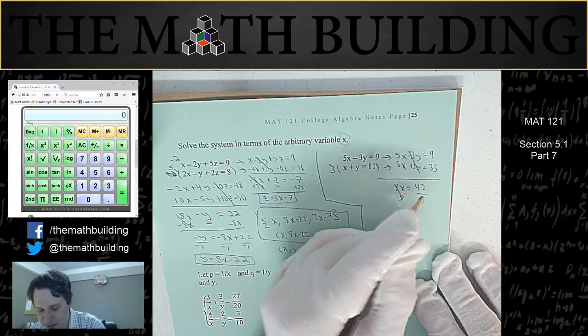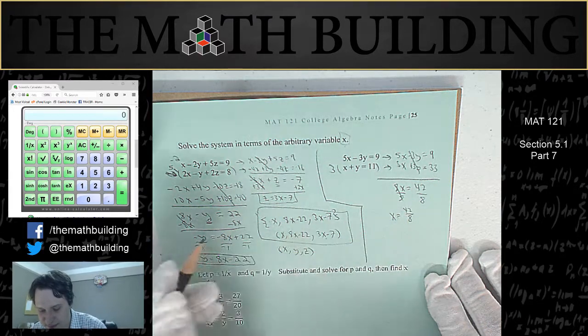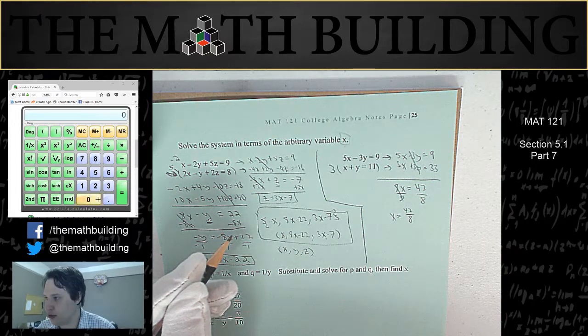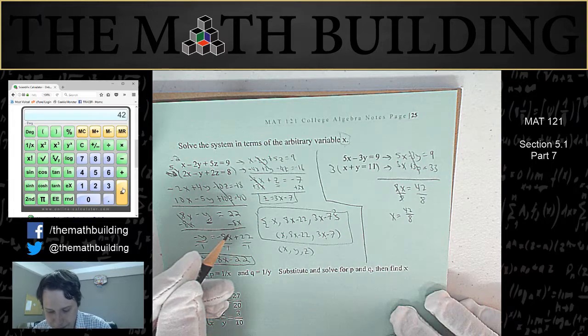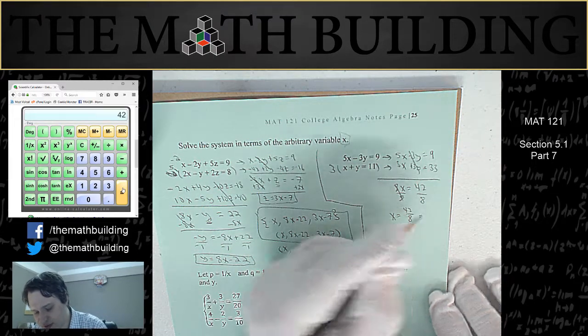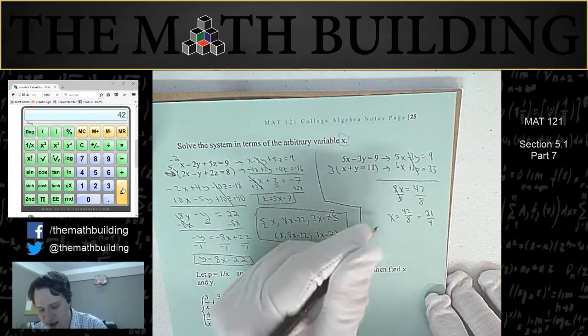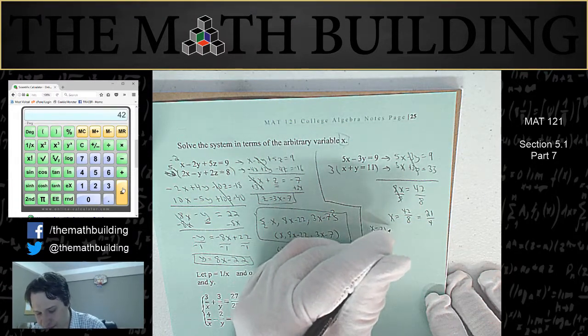Divide by 8, divide by 8. So we get x is equal to 42 divided by 8. Hopefully I did that right. Let me just double check. Okay, so far so good. That reduces to 21 over 4. So x equals 21 over 4.